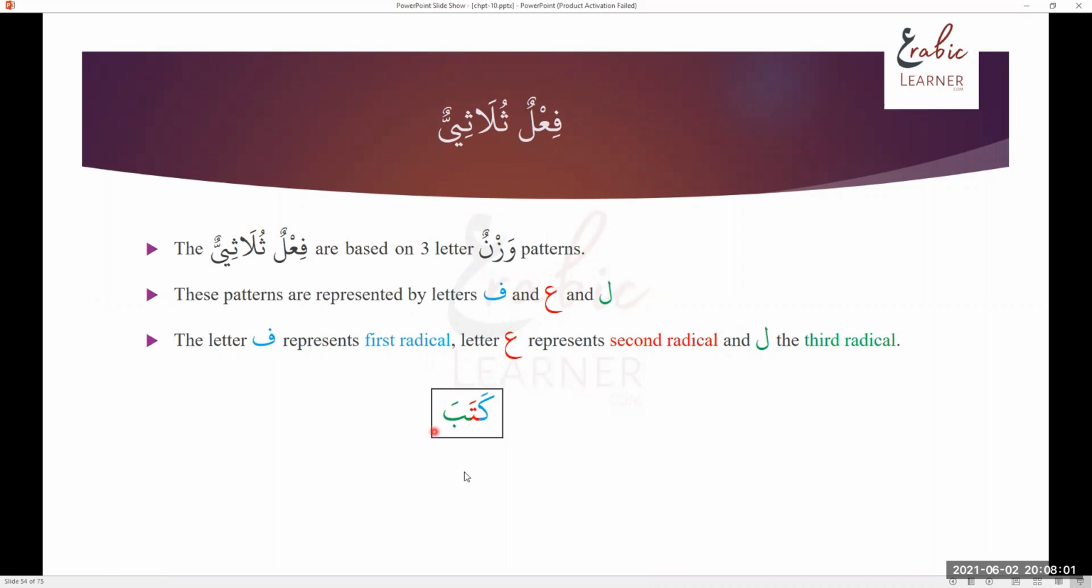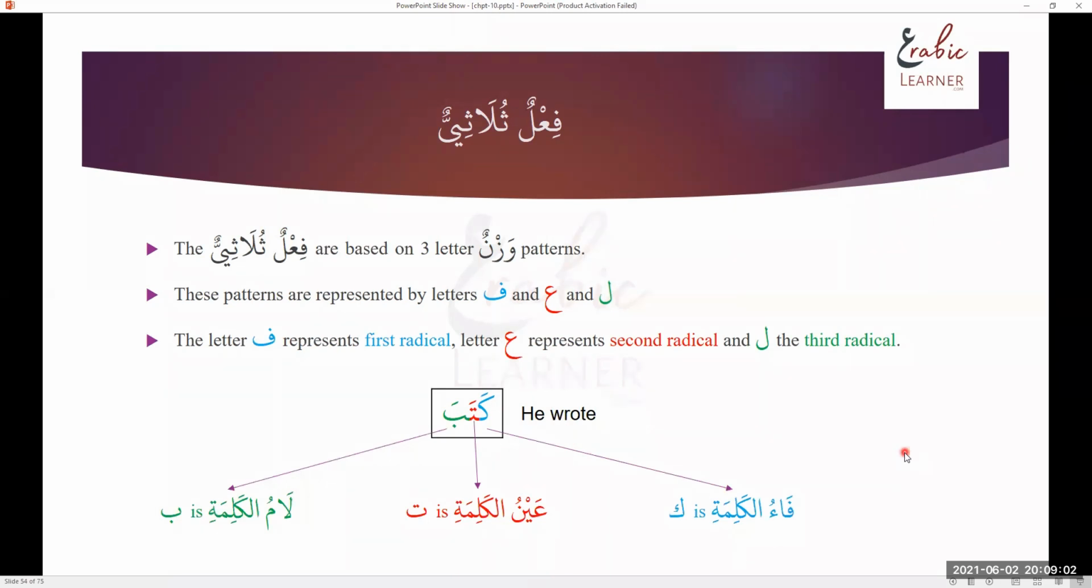Now let's say this is a fi'l: Kataba. Kataba means he wrote. Now, this is based on 3 letters. As I mentioned, the first radical is fa, the second radical is ain, the third radical is lam. So what is the first radical here? The first radical here is kaf. The second radical is ta. The third radical is ba. These radicals are called: the first radical is called fa kalima, the second radical is called ain kalima, and the third radical is called lam kalima.